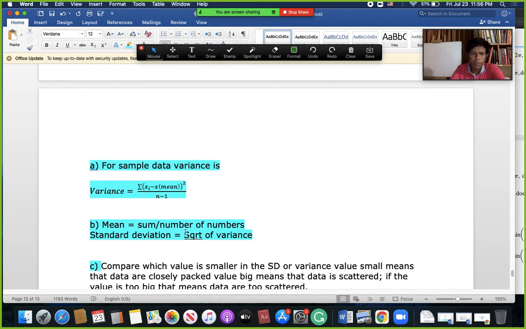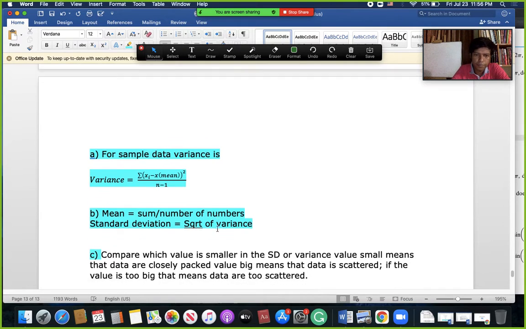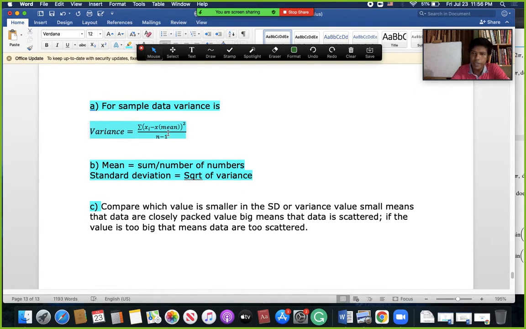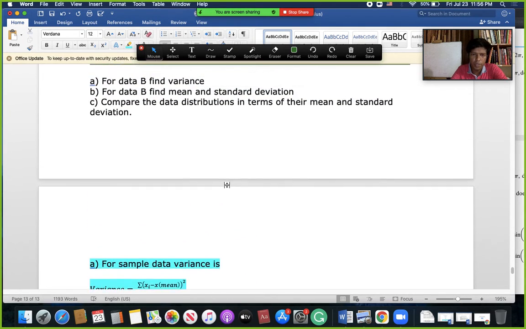So yeah, mean equals sum divided by number of numbers. This is the formula for mean and this is the formula for standard deviation. Standard deviation equals the square root of the variance. So we can find the variance, and whatever answer we get, we can just give one square root to it, then we will get the standard deviation.